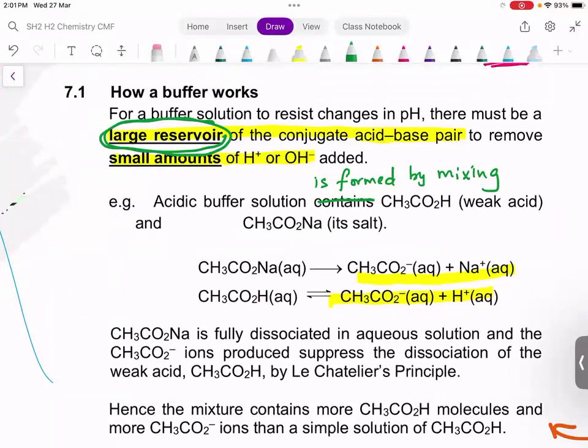So what do I mean by large reservoir? It must have a high concentration of the conjugate acid-base pair, right? So how do I create more of the salt? I add salt.